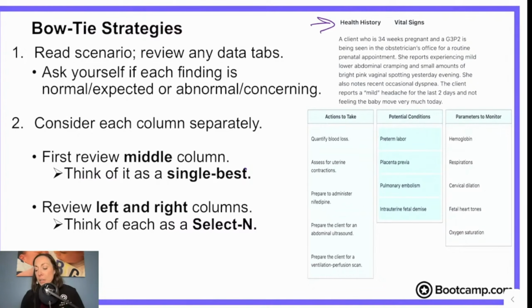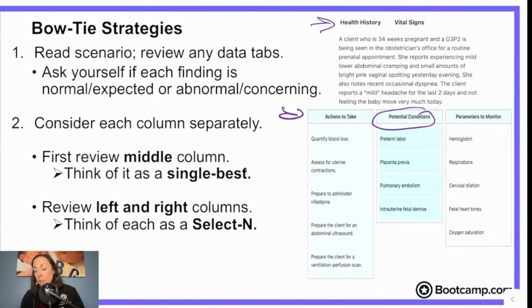Then you're going to consider each of these columns separately. You're going to take it on one by one and think of them either as a multiple choice question or a select N question. So in the center here, when we're picking our potential condition, we're going to pick that first. We have to know what the client's experiencing in order to know what actions to take and what parameters to monitor. So this is going to be a single best answer. You have 4 options, ignore everything else, and pick what is most likely occurring for this client.